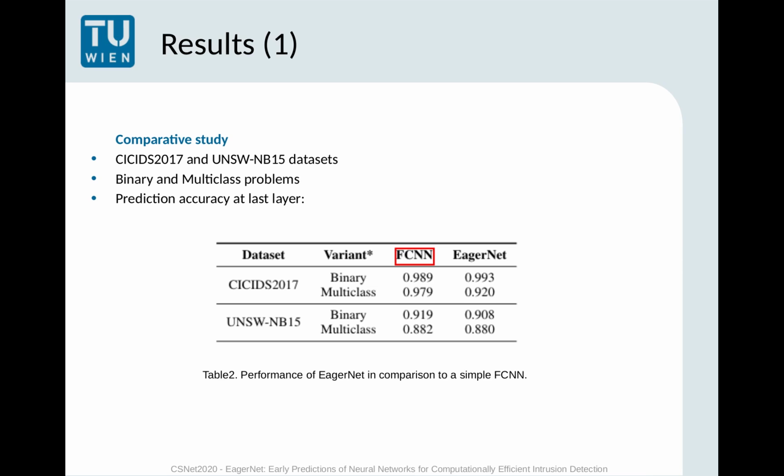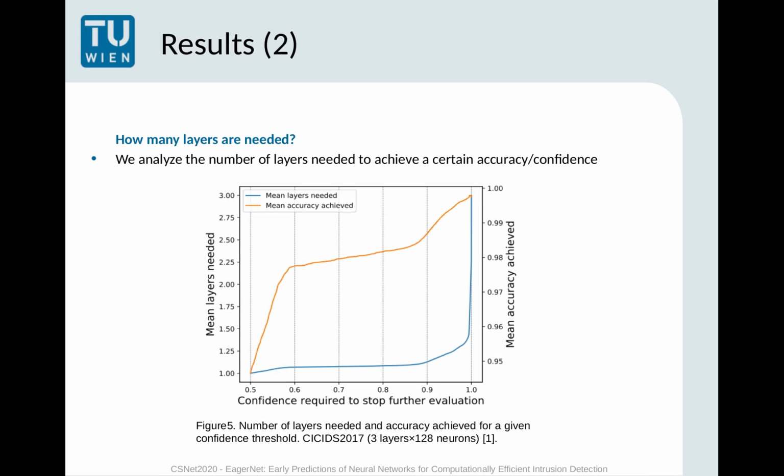And then we took the prediction accuracy at the last layer, and what we can notice in table 2 is that both architectures have almost similar performance. So basically, adding neurons and changing the way the network is trained didn't affect the performance at the last layer. So even with an EagerNet architecture, we can use it as a normal FCNN just by looking at the last layer. And this was true for both problems, binary and multiclass, and for both datasets.